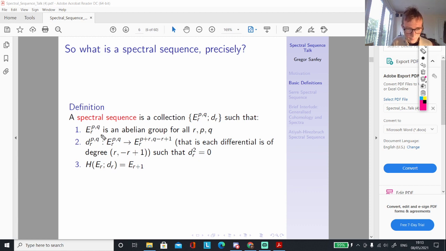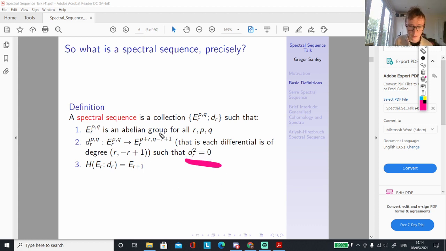But anyway, so for all of these integers R, P, and Q, R is normally a natural number, but for P and Q in the integers, we have an abelian group E_r^{p,q}. Now the differentials are a bit more complicated. Technically we should call this a cohomologically graded spectral sequence, because the differentials are of degree (r, 1-r). That is, they take in this E_r^{p,q}, and then they add r to the p-axis, and subtract r and add 1 to the q-axis, like this.